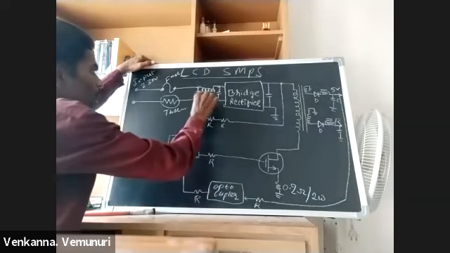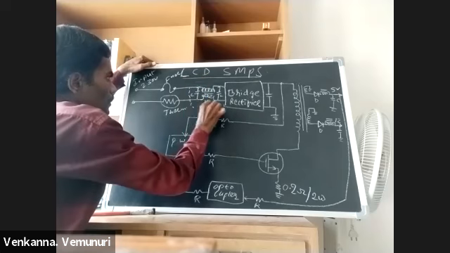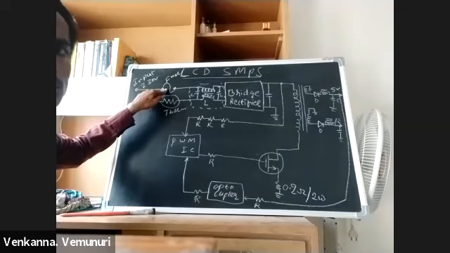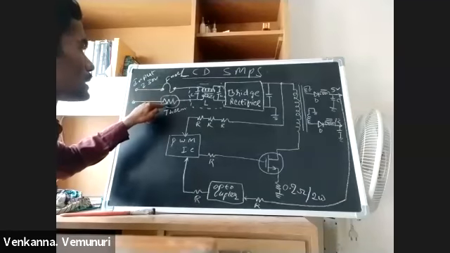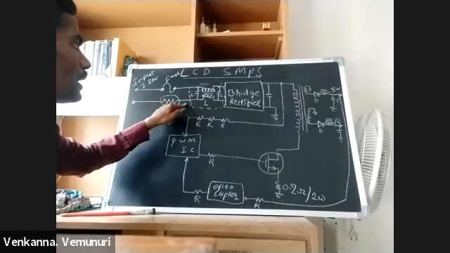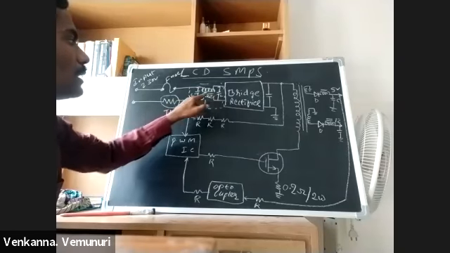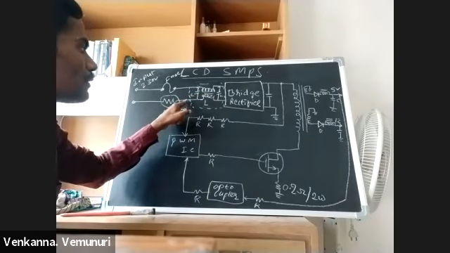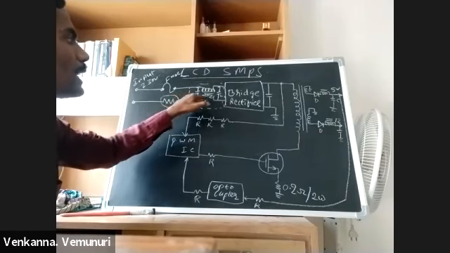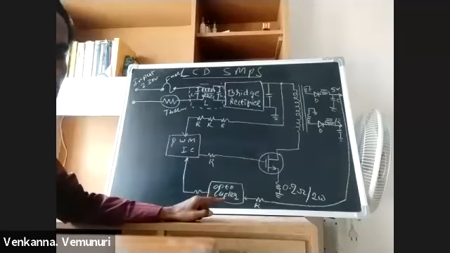Fuse, thermistor. This fuse is controlling current, and this thermistor, if temperature is increasing, that time it cuts off the supply. And next, line filter: capacitor, inductor, capacitor. If the input voltage has any ripple or fluctuations, this line filter eliminates that ripple and gives pure AC voltage to this bridge rectifier.